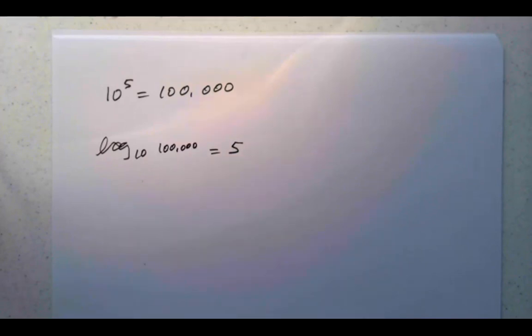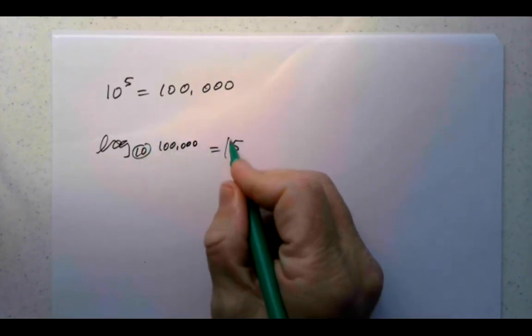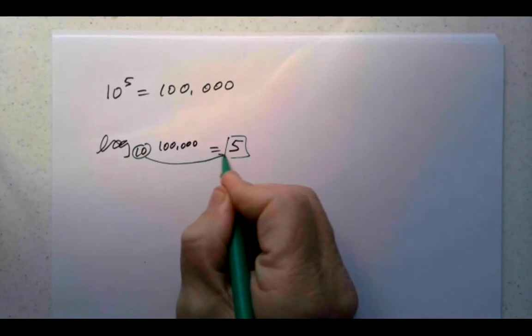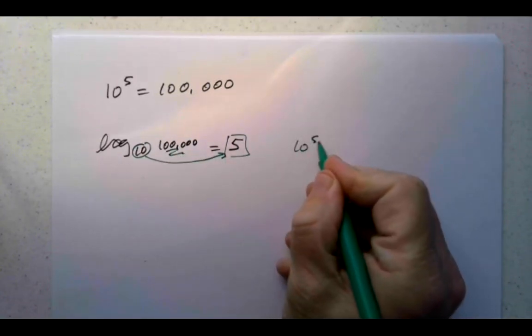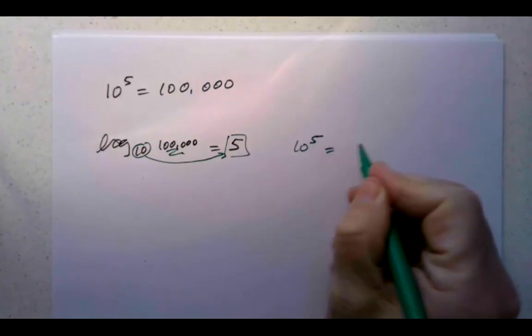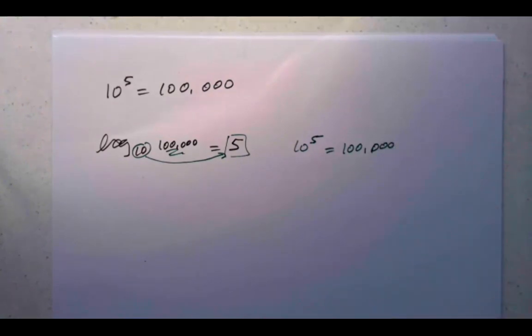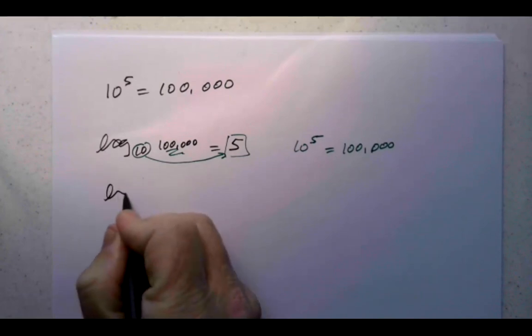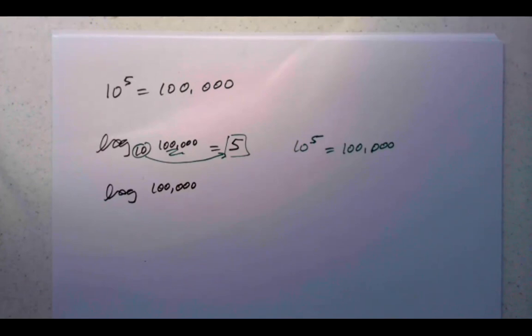And the way you check that is you circle the base, 10, to the 5 equals 100,000. Now, there's one other thing I need to say, is that if it's log base 10, we don't have to write that. So if you see log 100,000, that means log base 10 of 100,000.